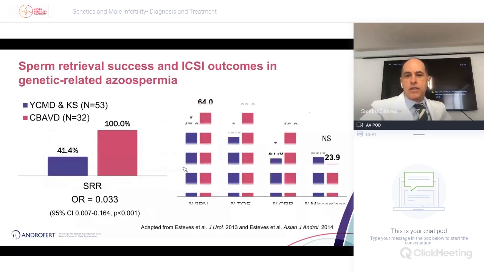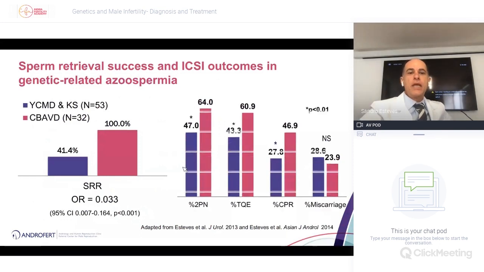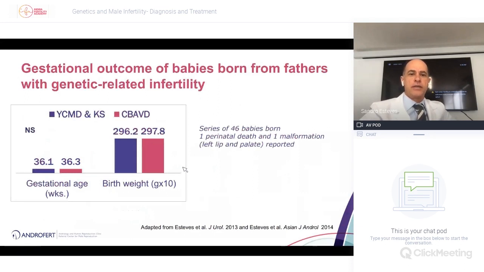When we go to the laboratory and ICSI, it's quite remarkable to see that the results overall are better in the case of CBAVD, because these patients have obstructive azoospermia. This is a good condition in terms of fertilization, embryo quality, clinical pregnancy, and live birth. The results are better for CBAVD as compared to Y chromosome microdeletion and Klinefelter syndrome patients. But in terms of the gestational outcome of babies born, these are quite similar.